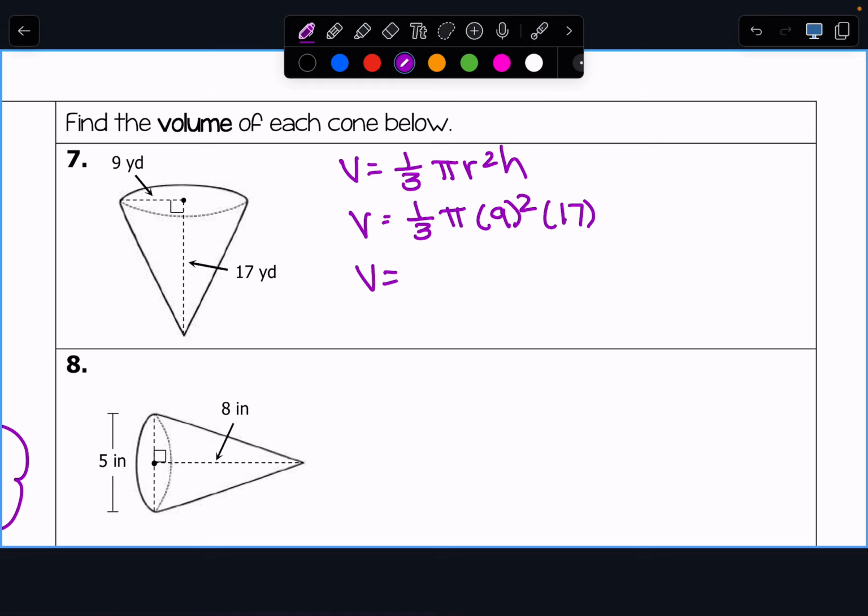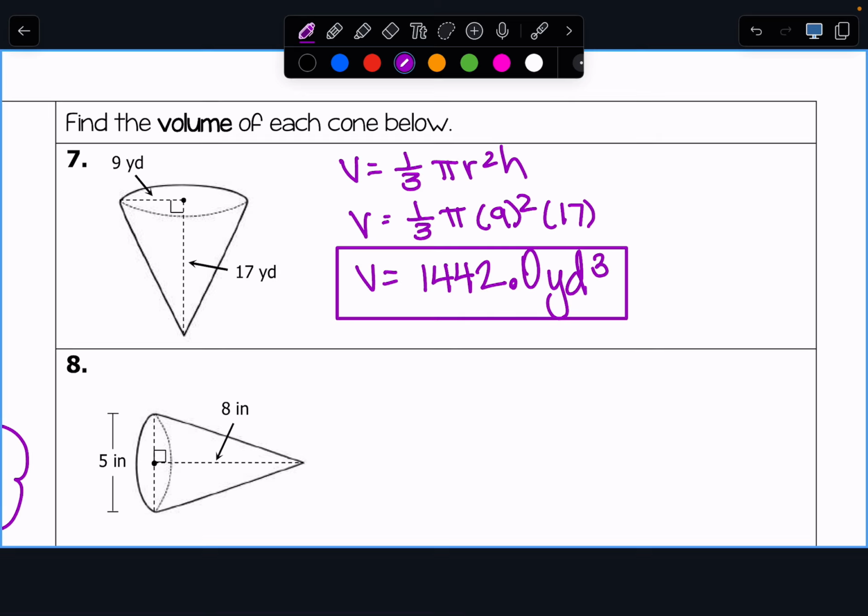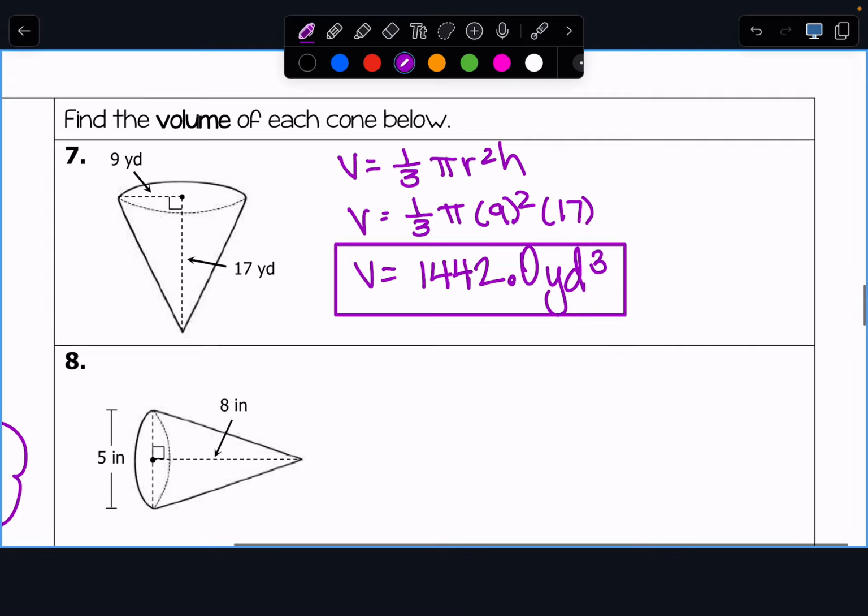Got 1,000. I just erased it. 1,140 something. 1,442.0. Did you get this with your calculator? Yes. What does that say?